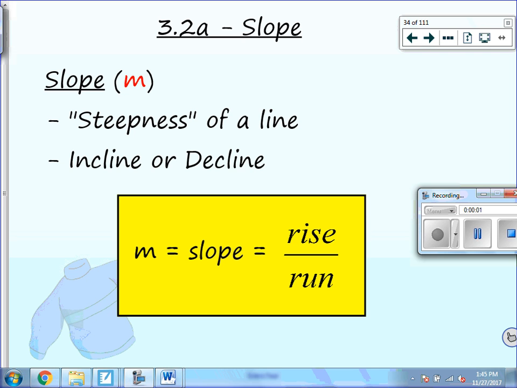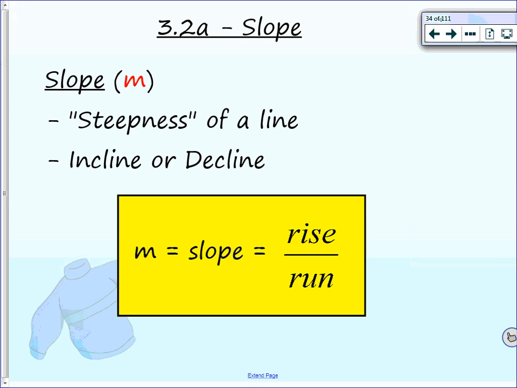Today we're going to begin our discussion of lines by talking about slope.